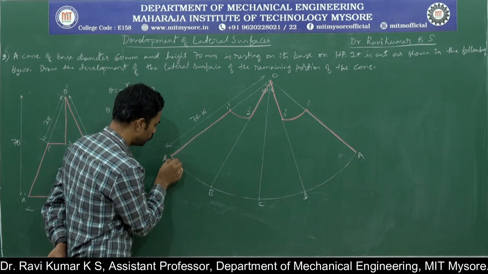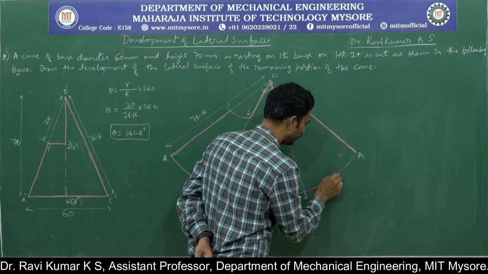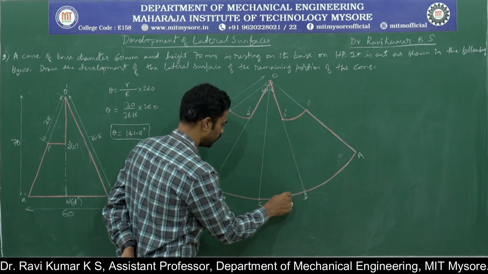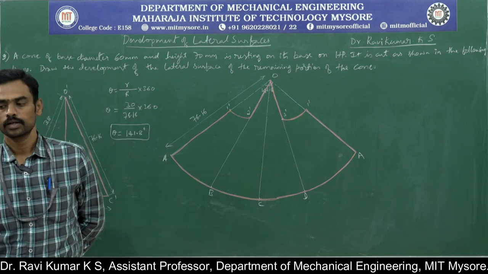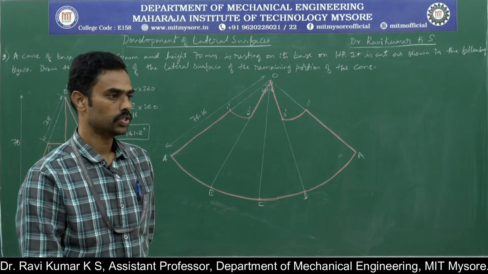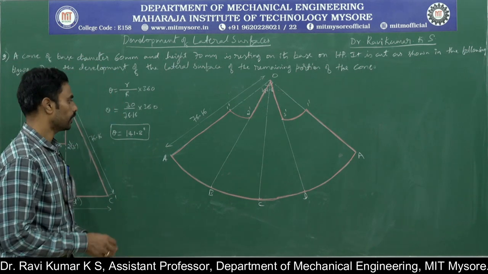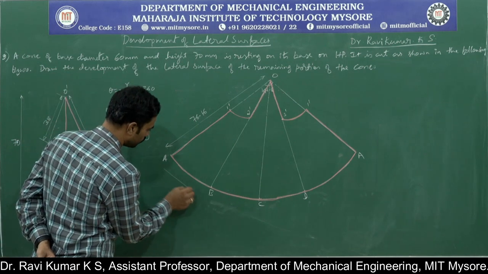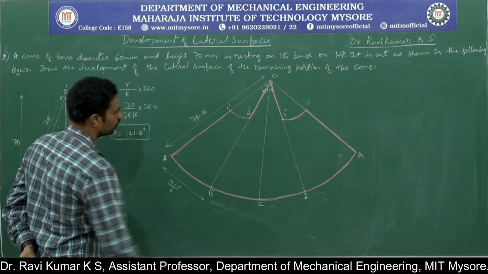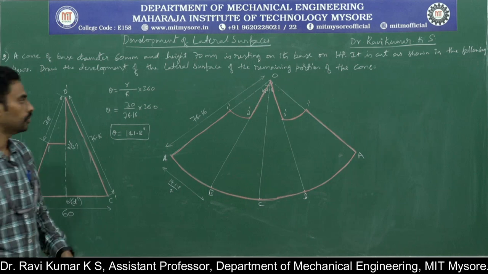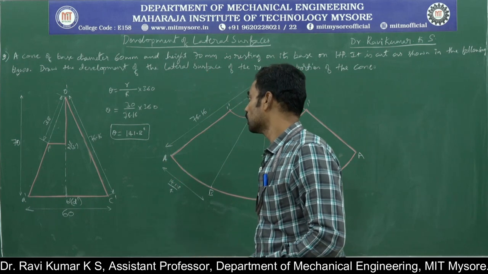Similarly, A to B, B to C, C to D and D to A, you should join with a curve only, because it is a cone. You will not find any straight lines or lateral edges, so it is a curve. Each of these distances is 141.8 divided by 4. Okay, so this is the development of the said problem on the cone.